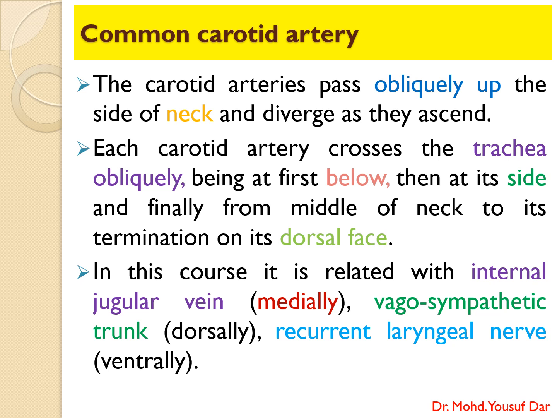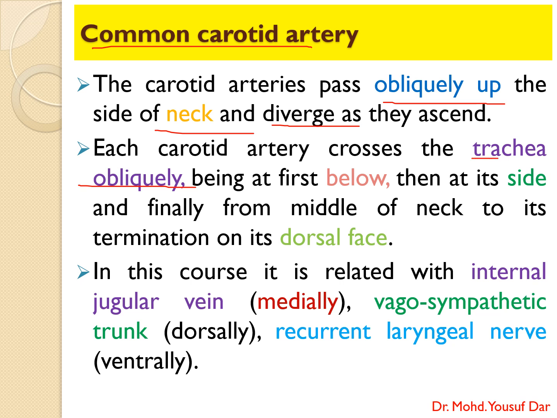First, as we know, the right and the left common carotid arteries arise from the bicarotid trunk. These common carotid arteries pass obliquely up the side of the neck, and as they ascend they diverge. Each carotid artery crosses the trachea obliquely.